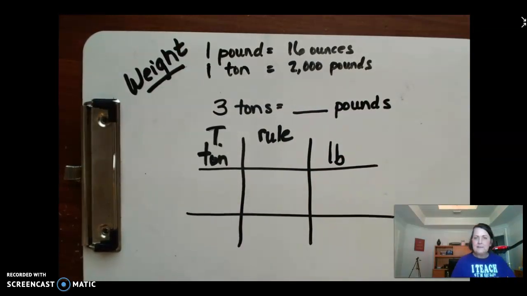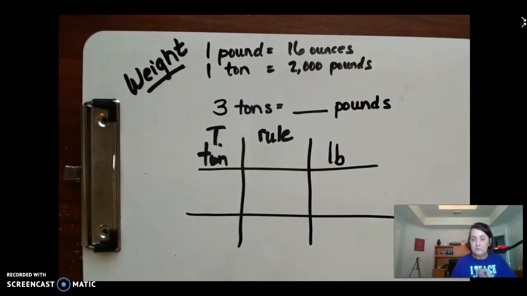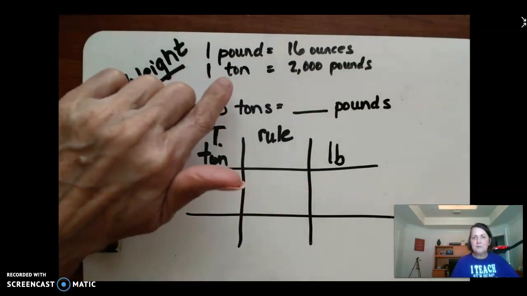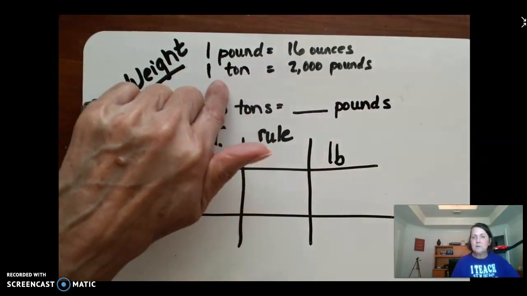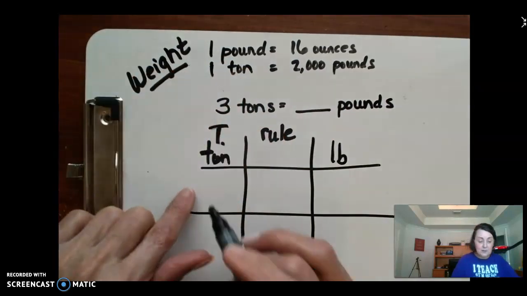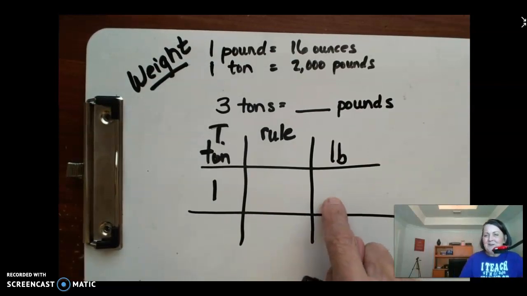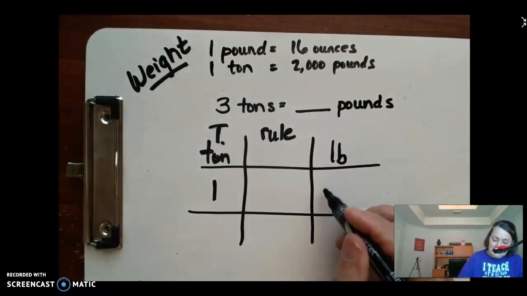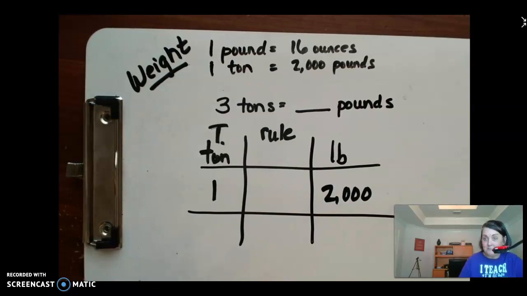So, next thing we need to do, we're going to put in our expression using the number 1. All right? So we're going from tons to pounds. So let's look up here. Tons, 1 ton equals 2,000 pounds. So where does the 1 go? It goes in the ton column. Like that. And then what are we going to put here in the pounds column? We're going to put 2,000. 1 ton is equal to 2,000 pounds.